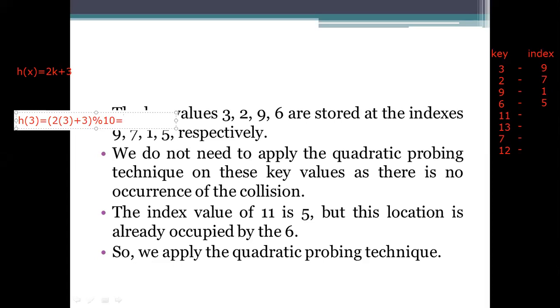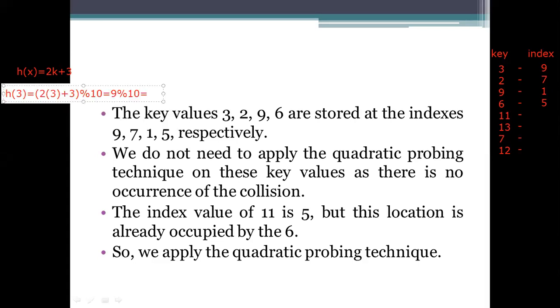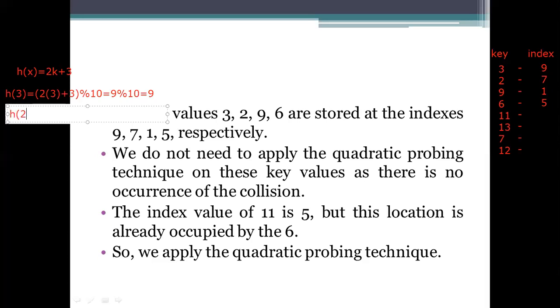So what is the value there? 6 plus 3 is 9, modulus 10. What is the value you got? You got the value 9 here. So where will it be stored? It will be stored in 9 only. That's why we wrote the 9. And go for the another one, which is h of 2, equal to 2 into 2 plus 3. Let me take the brace here.